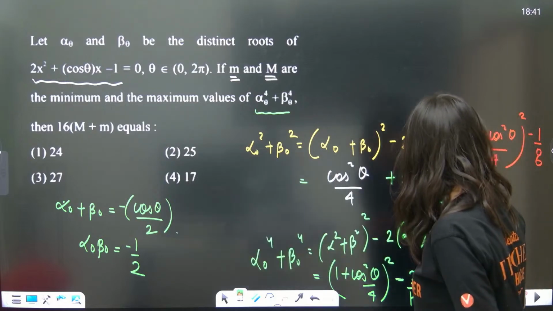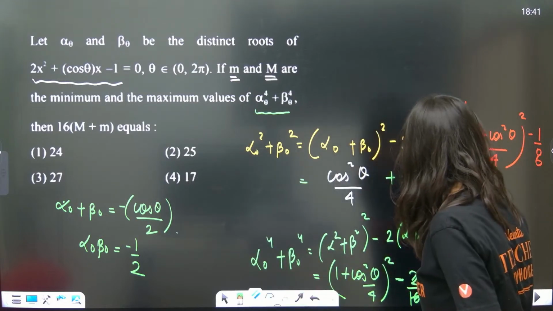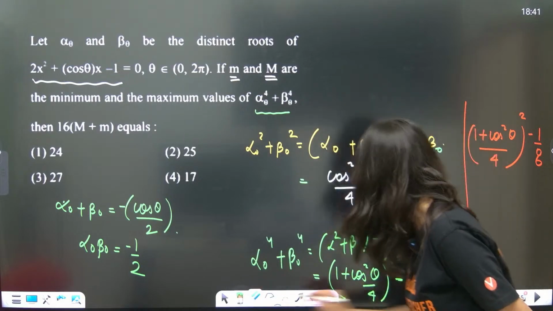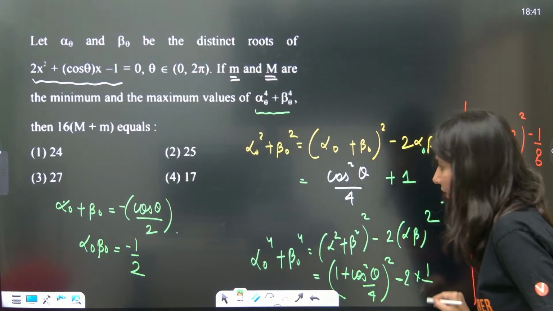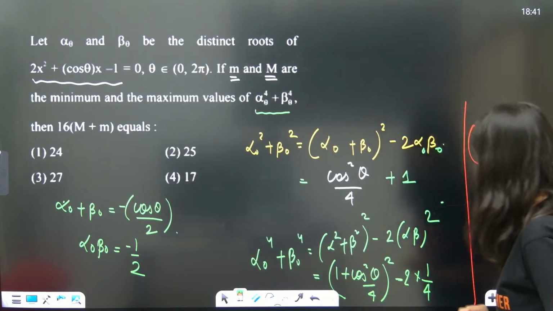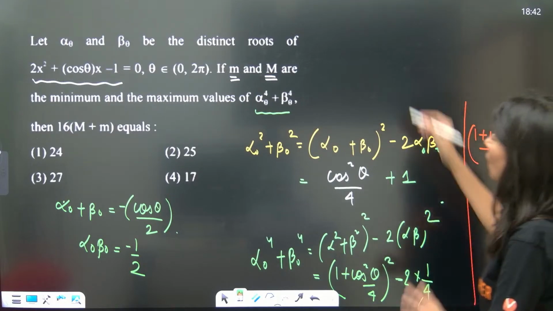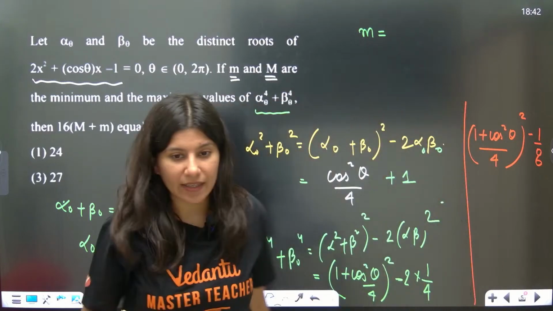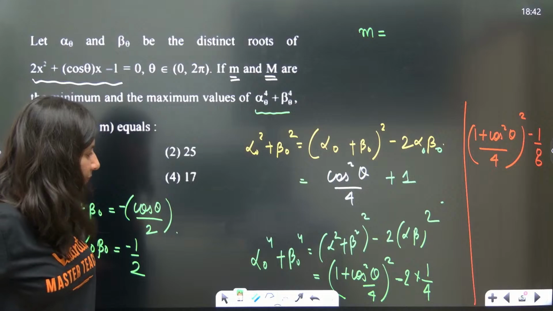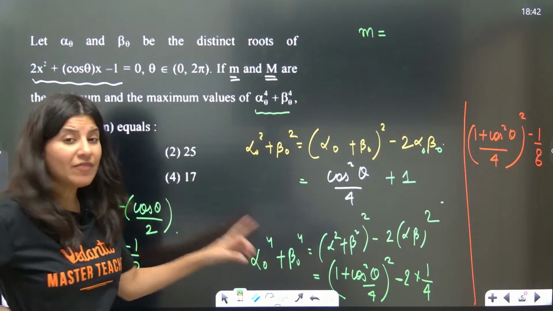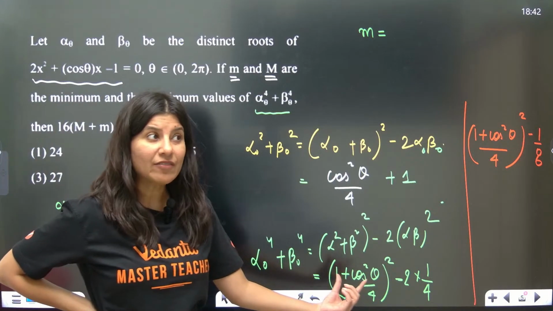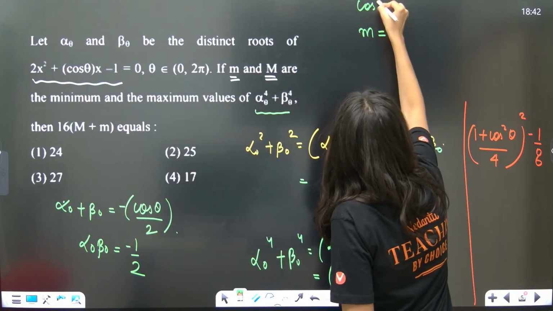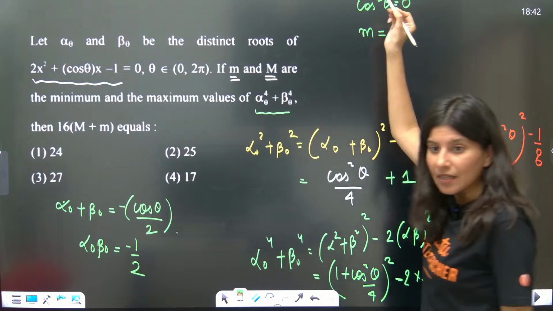Square is already there. Now only one square will be applicable. Sorry, only one square. So this is minus 2 into 1 by 4. So this is correct now. Now just talk about minimum value, small m. Minimum value. Understand? Minimum value will occur exactly when your cos square theta becomes 0. So minimum value when cos square theta is becoming 0.